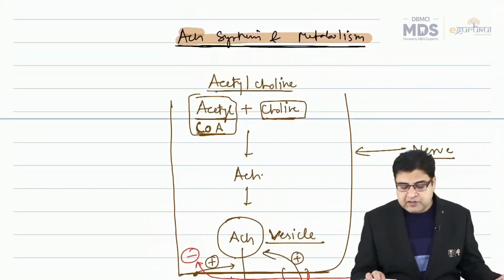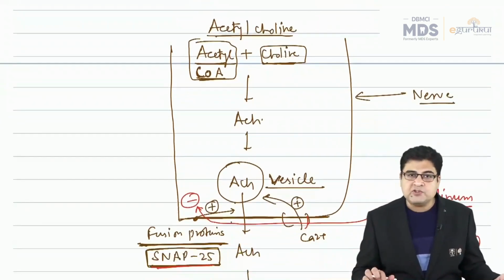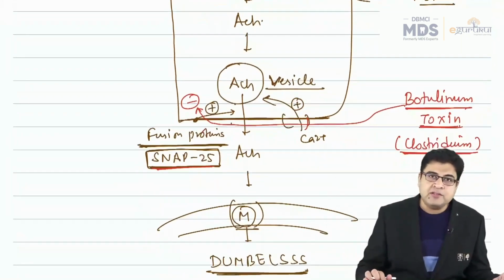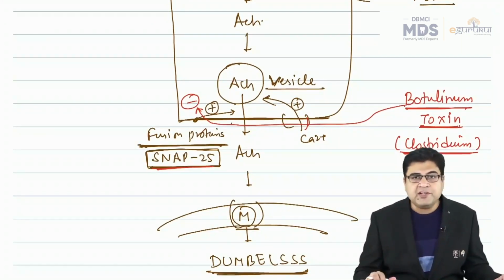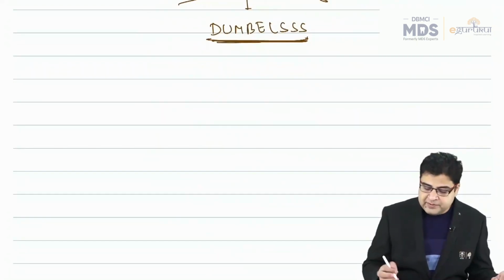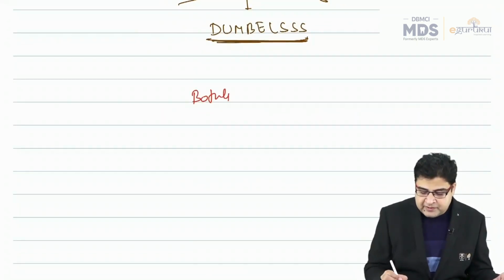So what we have discussed so far: acetylcholine synthesis, acetylcholine storage, and we have a drug, botulinum toxin, that will act over here and block the release of acetylcholine. So this medicine is important for your exam. We'll discuss this medicine in detail.